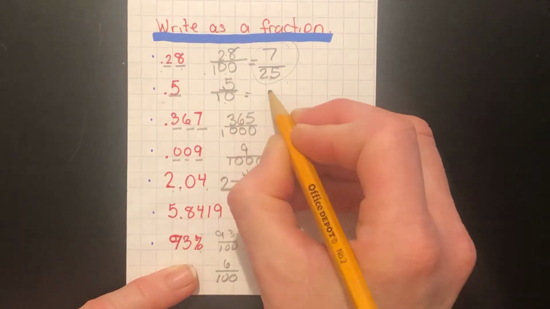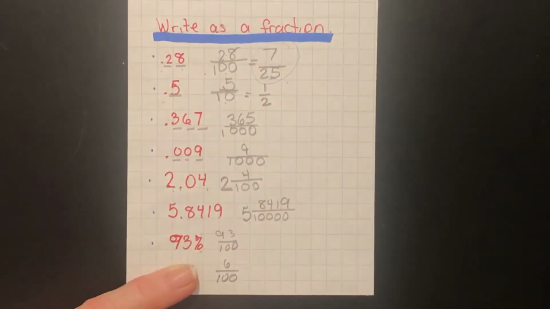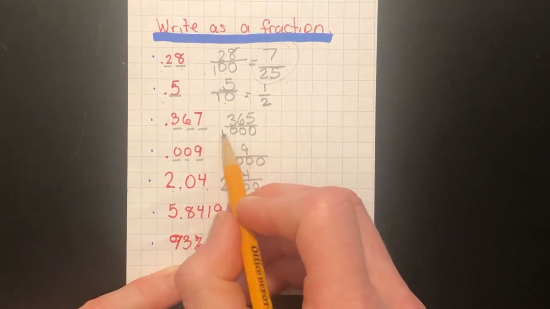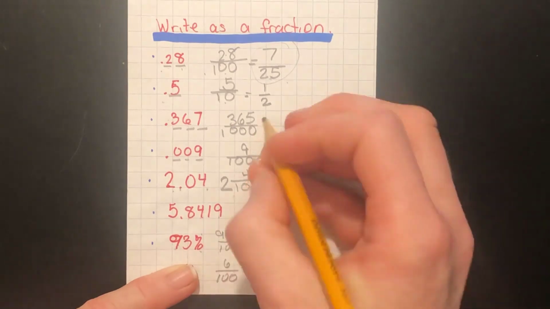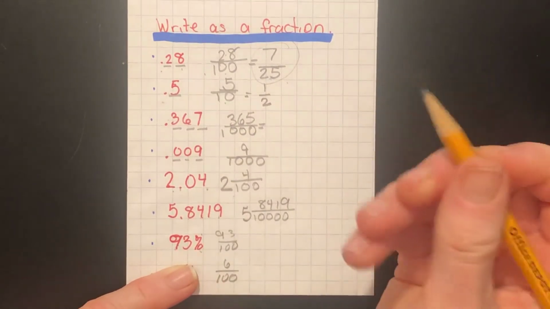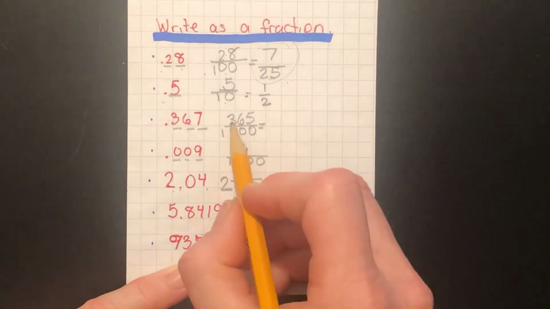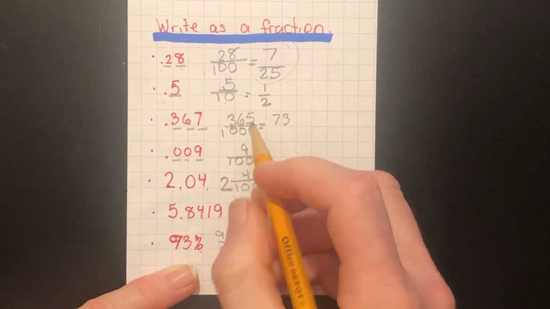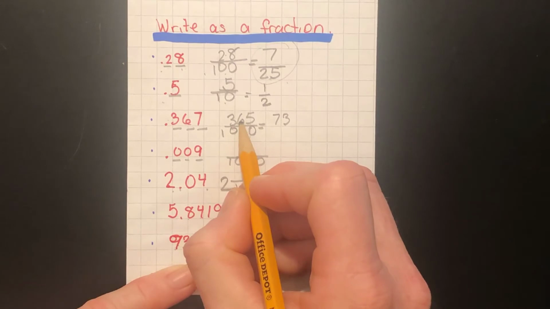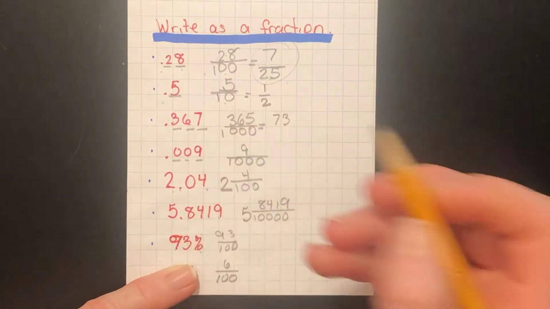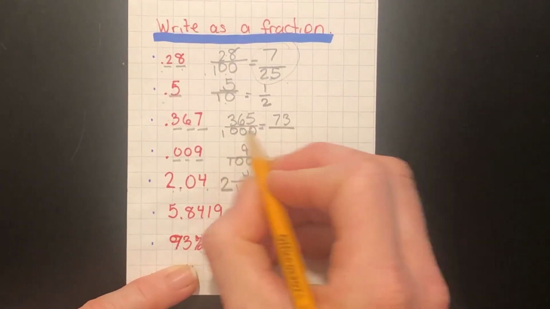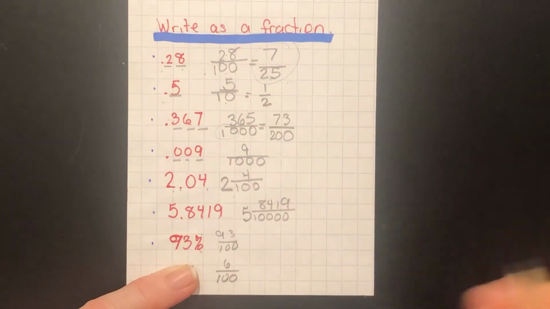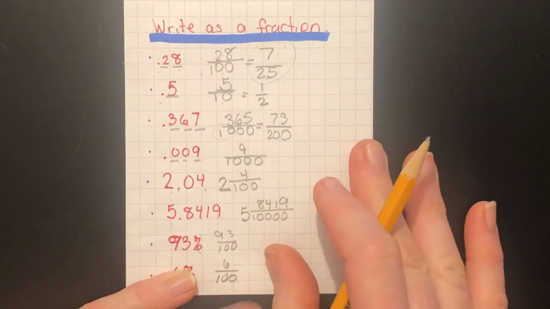5/10, well, that's 1/2. Reduced by 5. 365 divided by 1,000. I'm not exactly sure what the best number to reduce by, but I'm going to start by 5. That would be 73. Make sure. 5 goes into 36 7 times. 1 left over. Yeah, 73. 5 goes into 1,000 200 times. Okay, that's reduced.